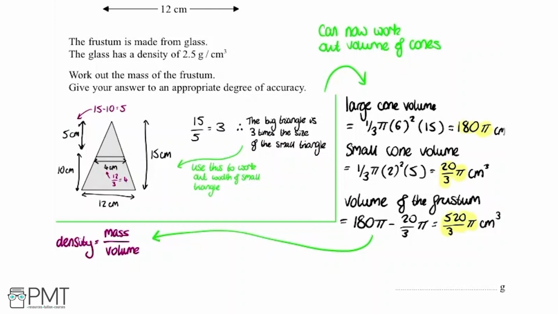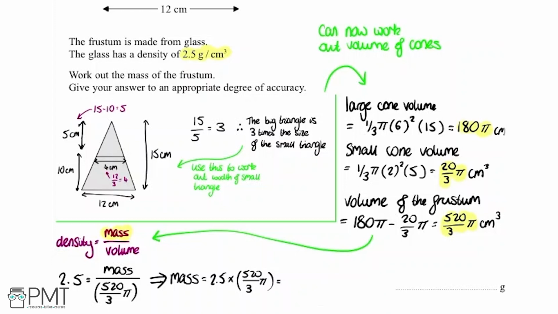Now the last step, we're going to use that density is mass divided by volume. So the question asks us to work out the mass of the shape, and we know the density and the volume, because the volume we just worked out and the density we were told up in the question is 2.5 grams per centimeters cubed. So if I set this out, we're going to have 2.5 equals the mass divided by 520 over 3 pi. Now, if I multiply both sides by this, we're going to have that the mass equals 2.5 multiplied by 520 over 3 pi.